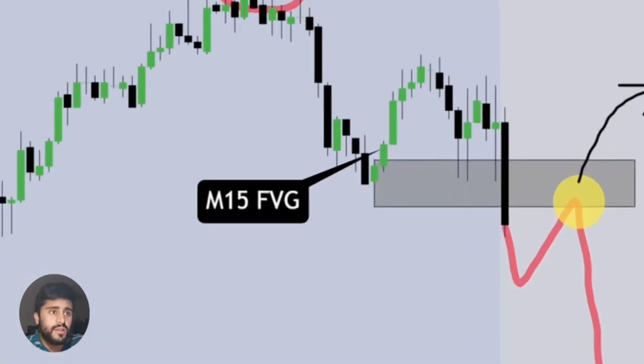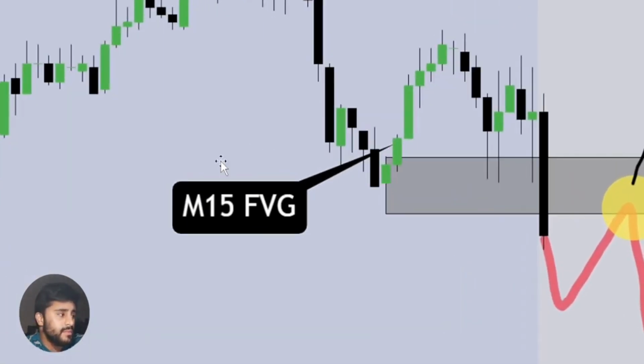If we zoom into it, we can see here this is the 15-minute fair value gap just over here, and I mark out the candle before the fair value gap. So my key level is essentially this region here. If we break above, we look for a buy. If we break below, we look for a sell.